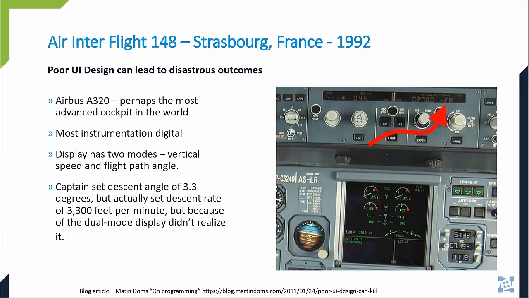What had happened in this case was that the captain set a descent. He thought he set a descent angle of 3.3 degrees, but what he actually had done is set a descent rate of 3,300 feet per minute. Because of the dual mode display, he hadn't noticed it. And because of that, the aircraft ended up being lost, with a lot of the passengers as well.